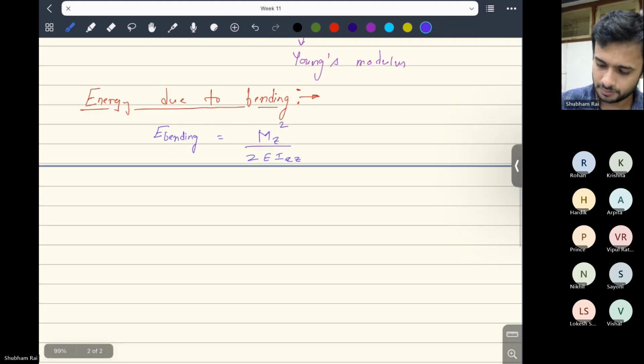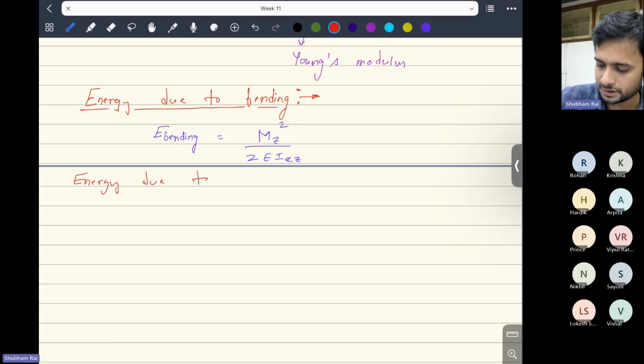Then energy due to twisting. So these all are cross-sectional energies, corresponding to a beam. If you want to obtain total energy, you'll have to integrate these expressions along the length. Okay. So energy due to twisting.